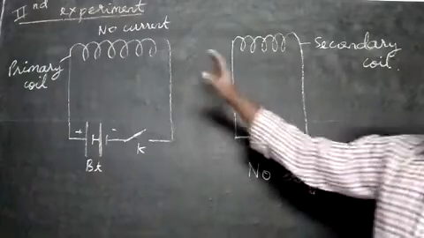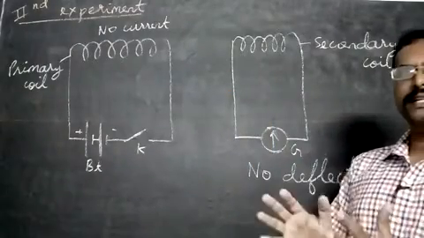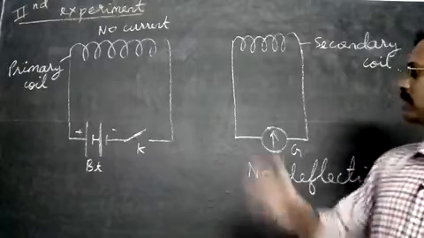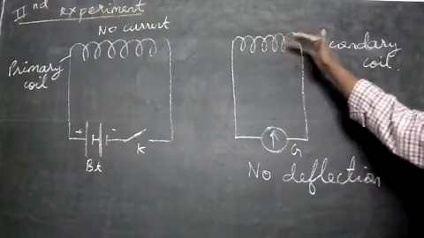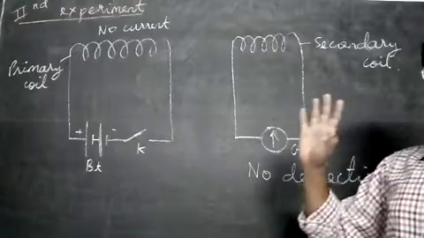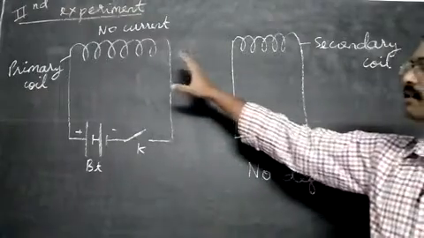Let us study Faraday's second experiment now. In Faraday's second experiment, it's like the first experiment only, with a small change. You can see in the first experiment we had this coil and the galvanometer. But now, instead of the magnet, we are keeping a solenoid here.